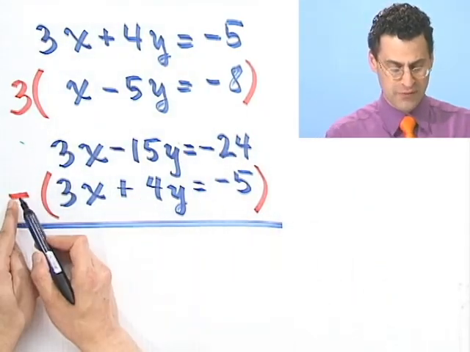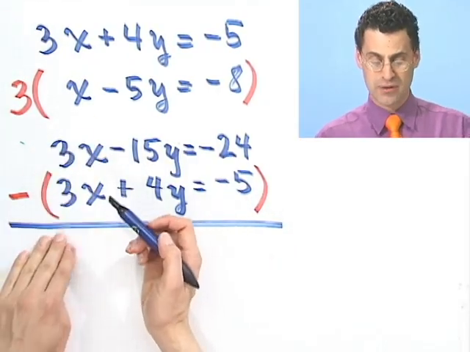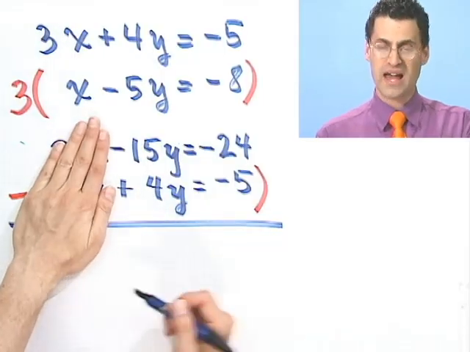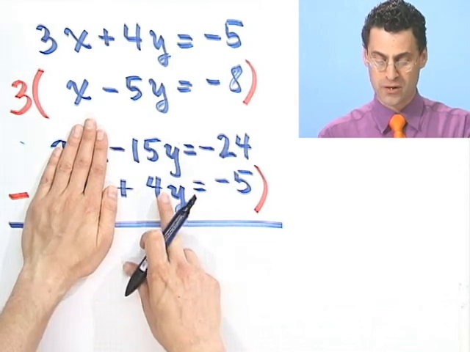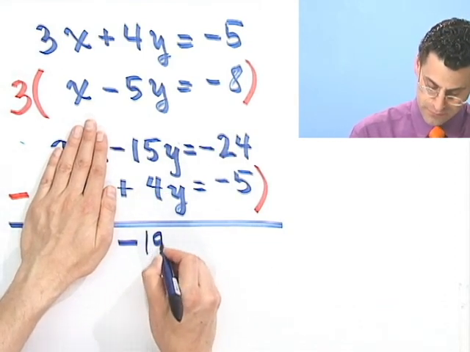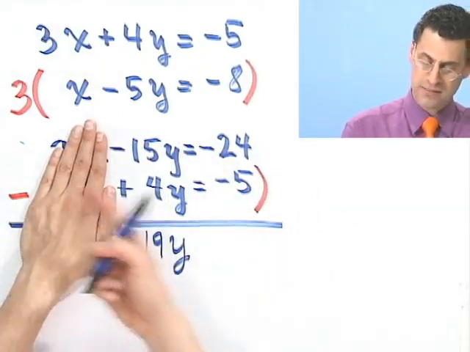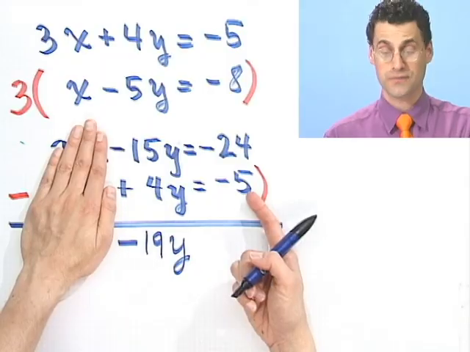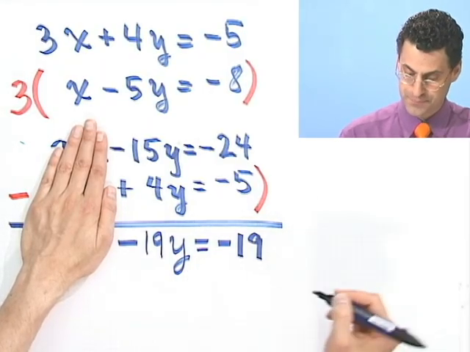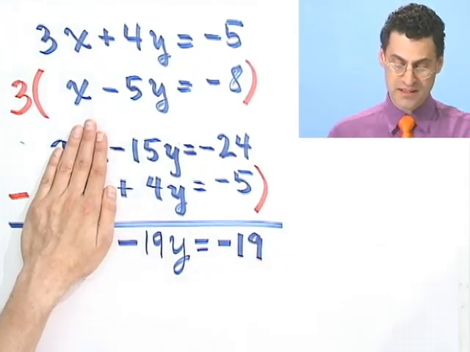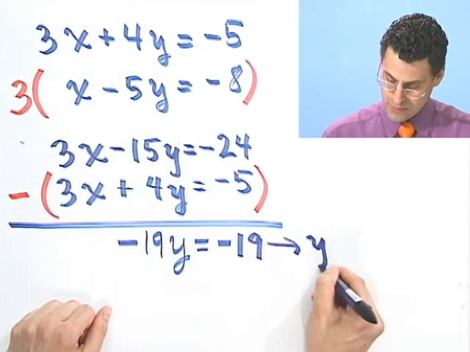But now look what happens, and I've got to be careful that I subtract every single thing, not just the first term. 3x minus 3x, they drop out. That's the idea of the elimination. I lose the x's. Now what am I left with? I'm left with a minus 15, but then I have a minus plus 4. So that's a minus 19y. And then I have a minus 24 minus a minus 5. Well, that's a plus 5. And so that would equal a minus, and I guess it's still 19. And now I can solve for y. You see how I eliminated the x? And now I can see that y would equal 1.